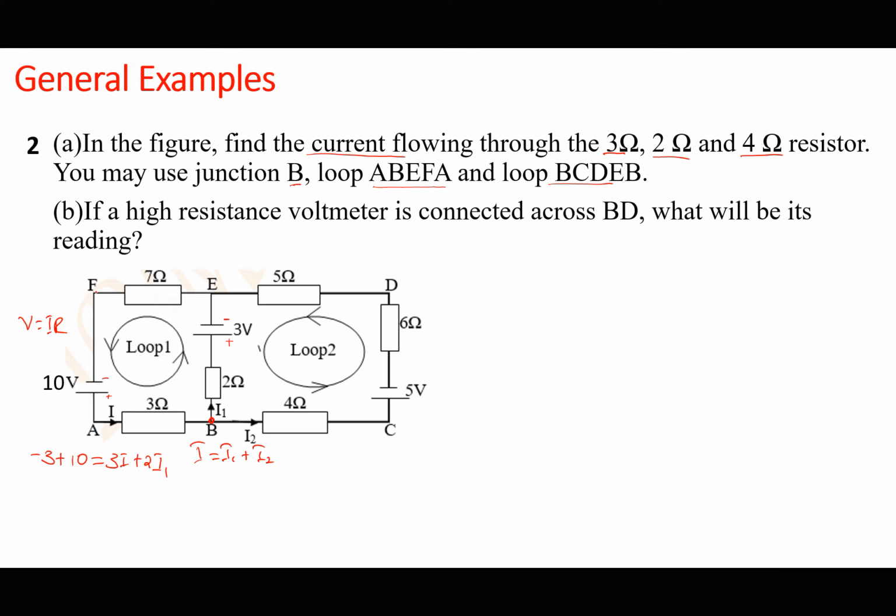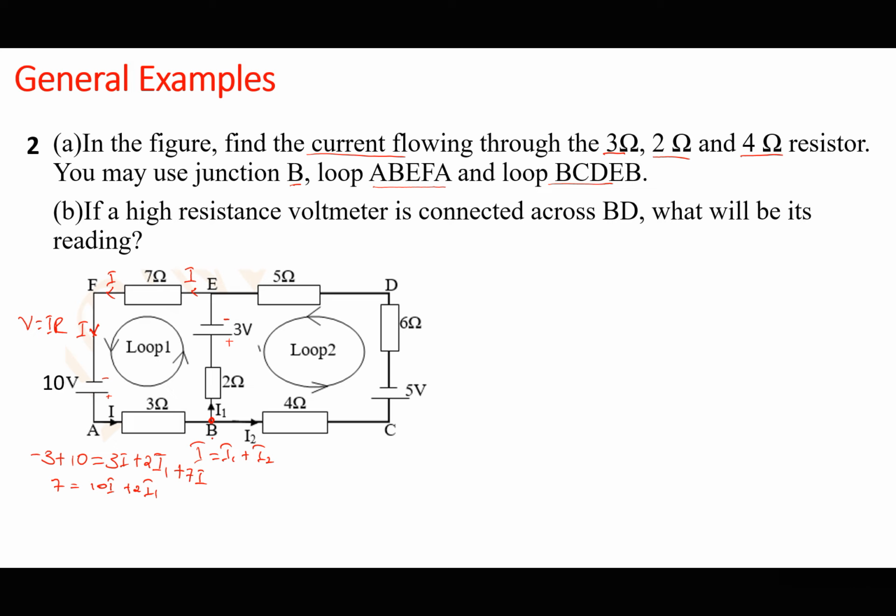Then from E to F, the current through 7 ohms, I, is the same current here. This is I, this is I, this is I. So the current here is still I, because it's the same side of the circuit. So this will be plus, because the current is in the same direction as the loop, so this will be plus 7I. Or alternatively, I can say negative 3 plus 10, that is 7, equals 3I plus 7I, which is 10I, plus 2I1. That is the equation from that loop.